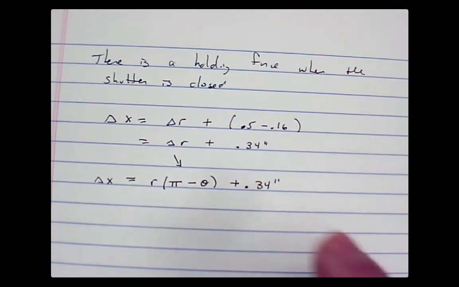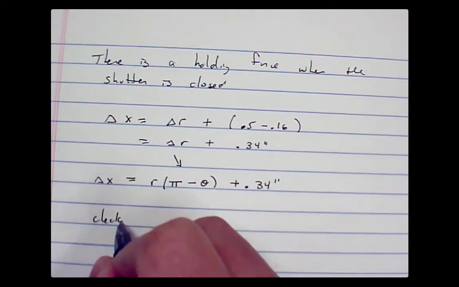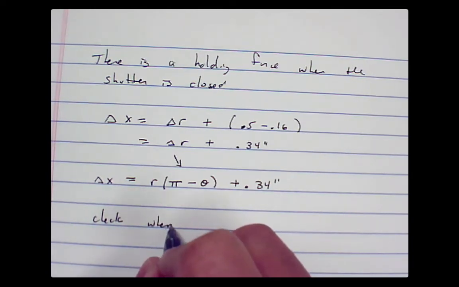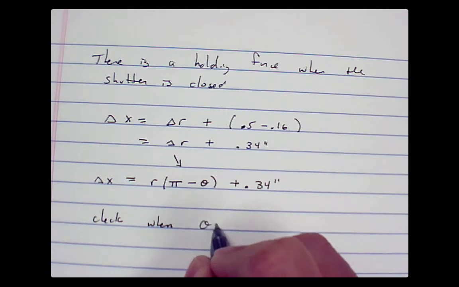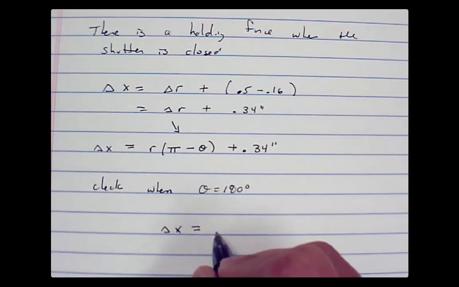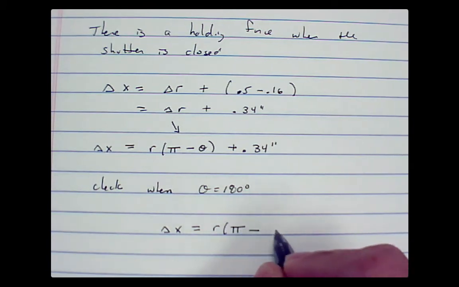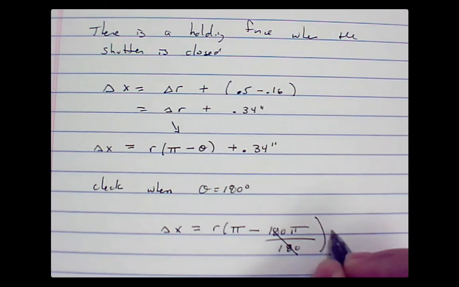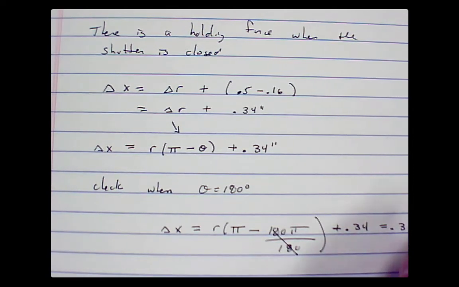And we can do some checks here. When theta equals 180 degrees, what is delta x? I have delta x equals r times pi minus 180, and I have to put it into radians, plus 0.34. So delta x is 0.34 inches, which is what I wanted.